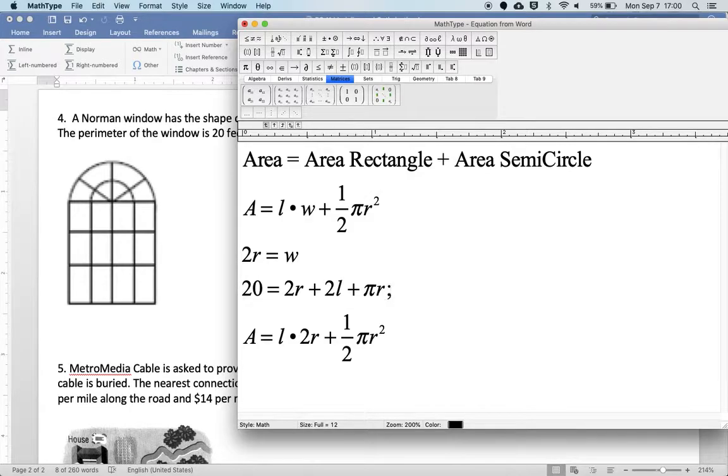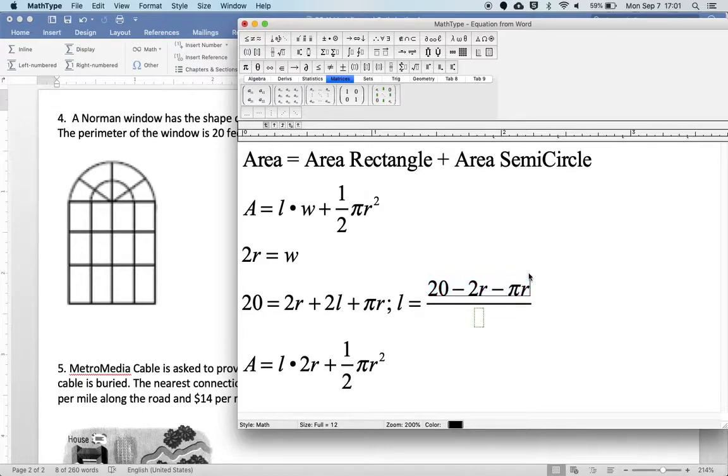So this statement, if I solve it for L, we're going to have L equals 20 minus 2r minus pi r, all of that divided by 2. So I subtract the 2r, subtract the pi r, divide by 2.